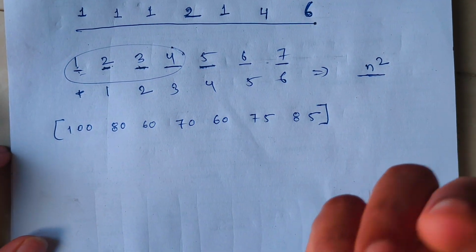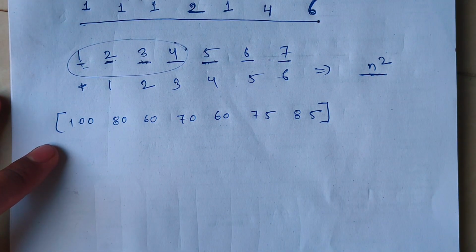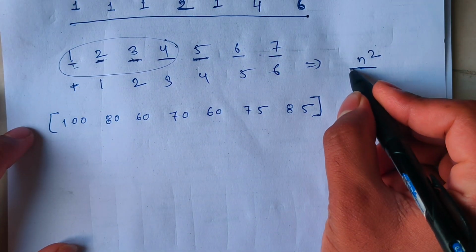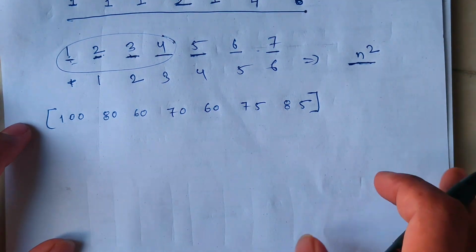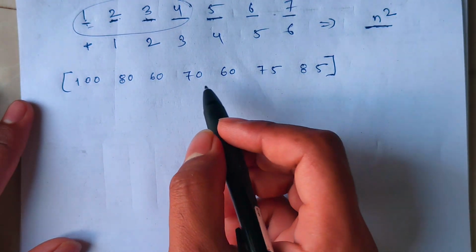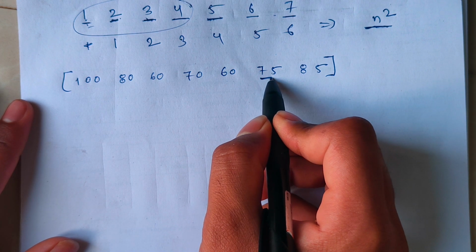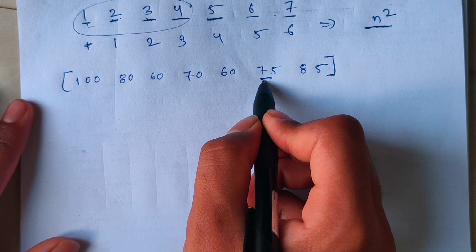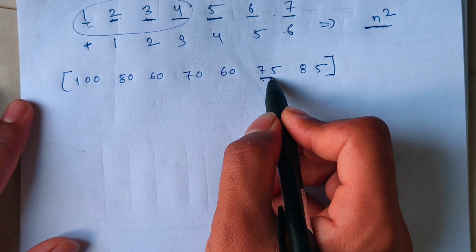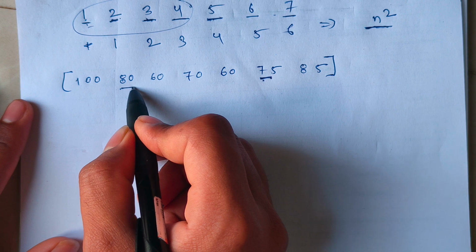We need to optimize this algorithm. So could there be a better solution than n square? Let's see. Let's observe something. For some element, like here 75, where we are stopping when we are getting the element which is greater than 75. Here we are stopping at 80.